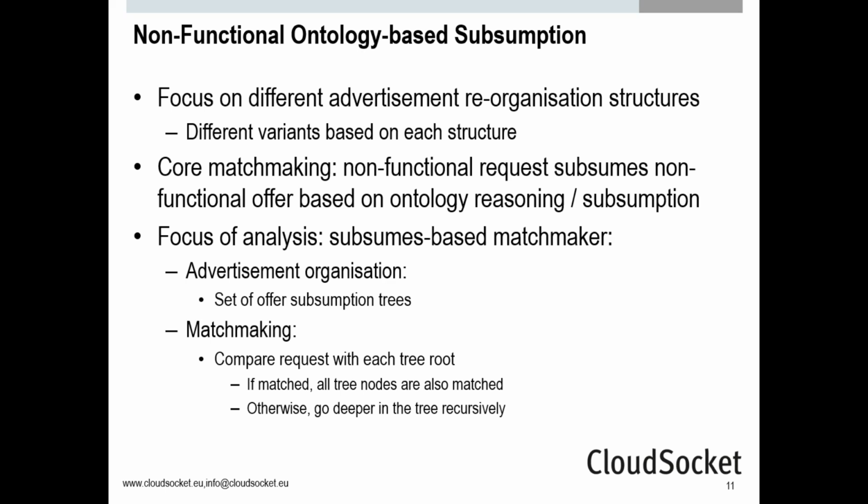We try to compare the request with its tree root, and if there is a match with a particular tree root, then all the tree nodes are also matched with this request. We do not have to inspect them and match them with that request. In this way, we reduce the number of comparisons we have to perform. Otherwise, if we don't find a match, then we have to go deeper into the tree recursively in order to find out those nodes that are matched by the request.